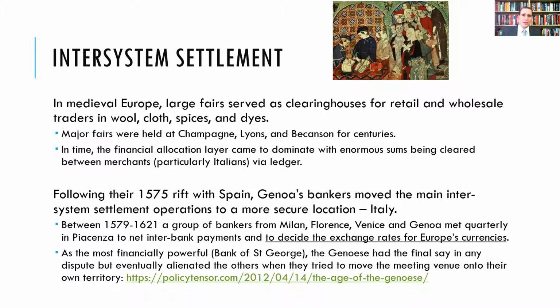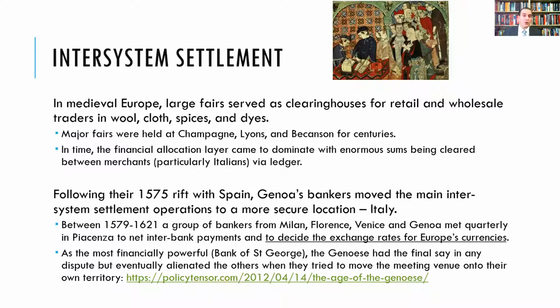And as a result, what they did is they moved the location of the meetings and the fairs out of France to a more secure location. One of these was in northern Italy. In general, what we saw at these fairs for a span of about 40 years was that the most important bankers of Europe would gather together every 90 days at an Italian town called Piacenza, and they would net out the interbank payments between them.